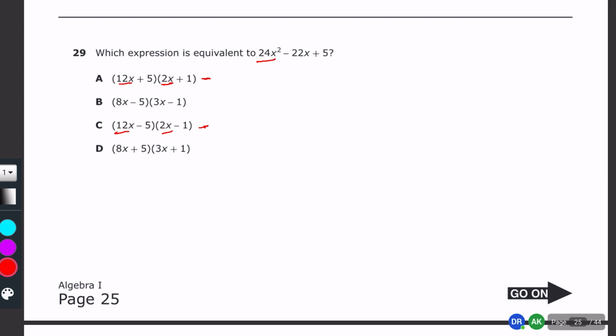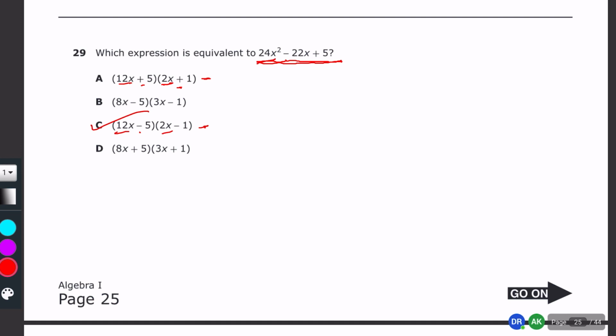Otherwise you have to factorize, that is also one of the methods. I'll show you even that method if you want. And then you are having a plus value here and a plus value here. So whatever expression you get will be all in positive signs, because you're having a negative sign here in between, minus 22x. So it can be only this option, therefore 29 should be C, the correct option.